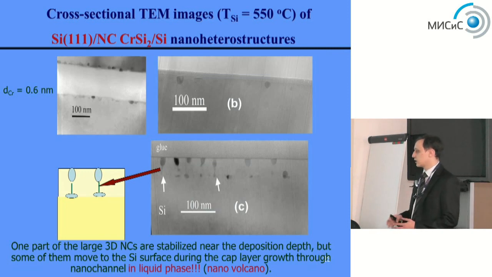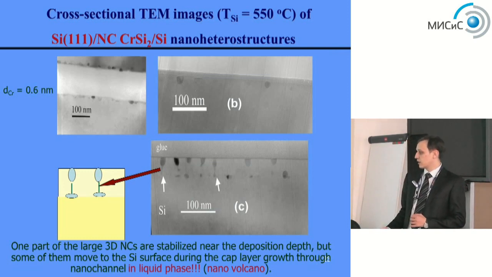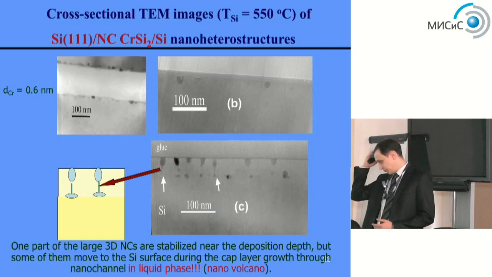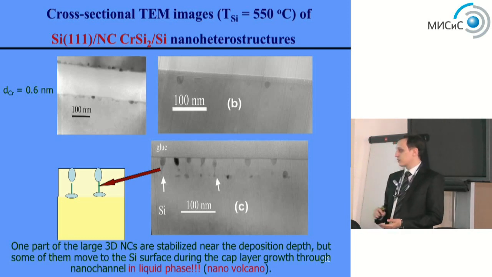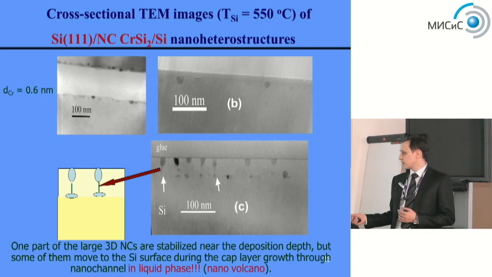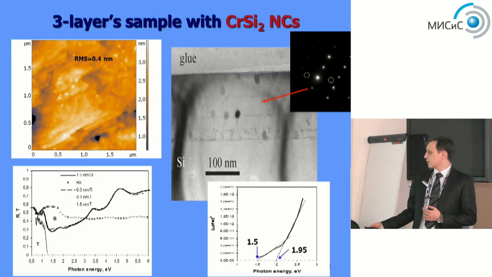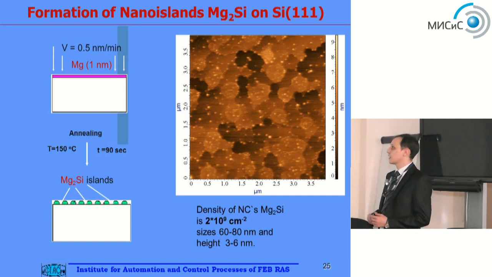And we think that during the silicon growth, our silicide has a liquid phase and some nanochannel, yes, in the liquid phase. Unfortunately, I work on another material, not on this chromium disilicide, and therefore I can't normally explain this phenomenon, unfortunately. Also some multi-layer structure, yes.